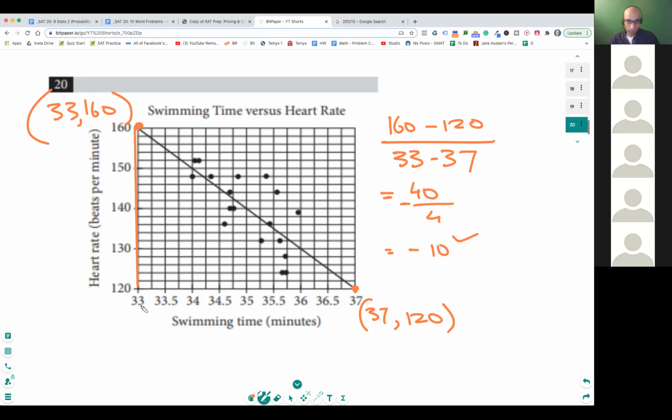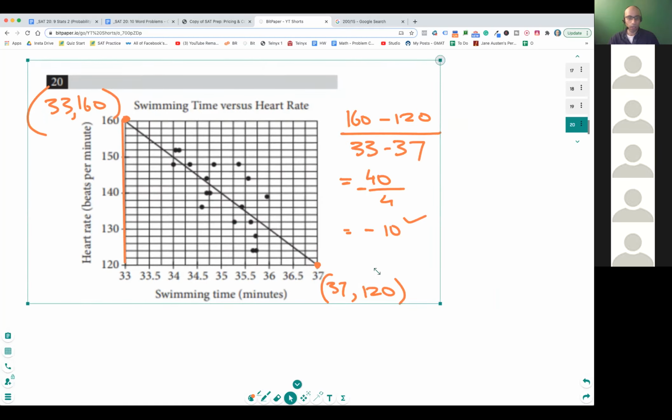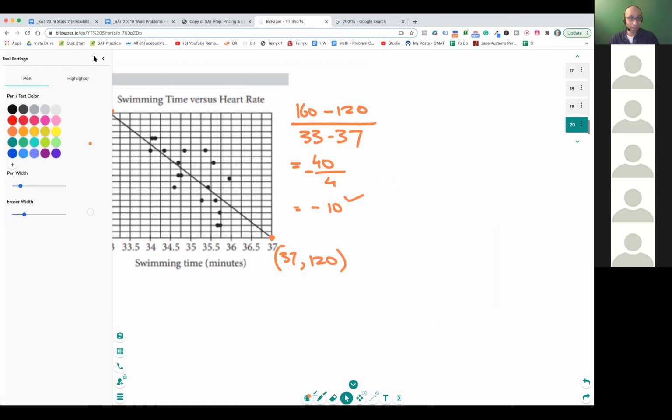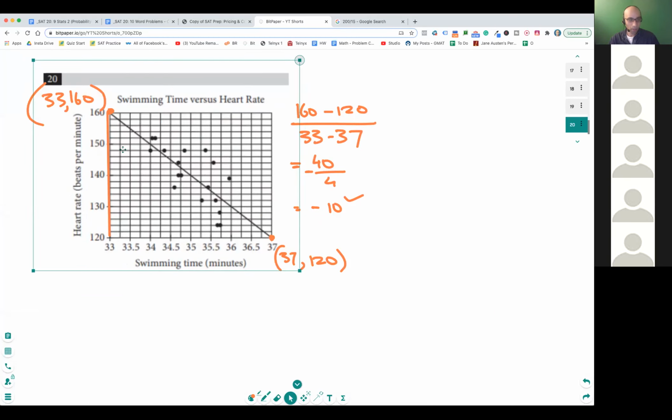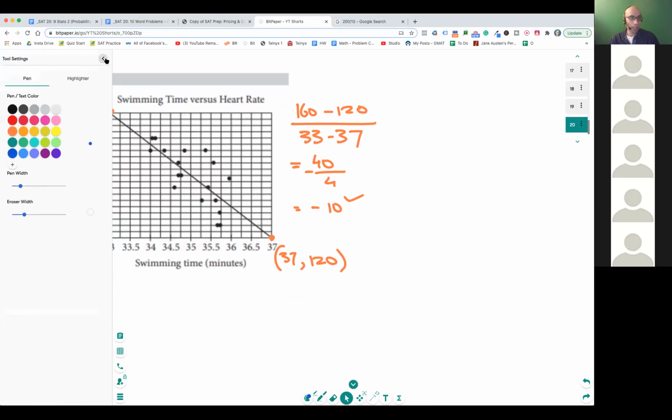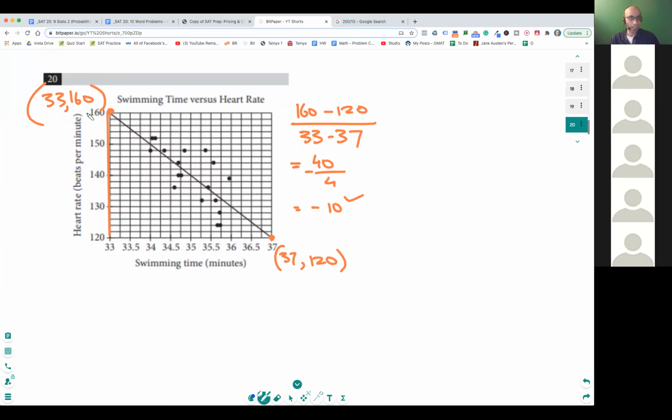So now let's try some math. If this slope is 10, and you're given already that this point over here is 33 and 160, which means at 33, the heart rate was 160. So now can you please tell me what would be the heart rate when the swimming time is equal to 32?